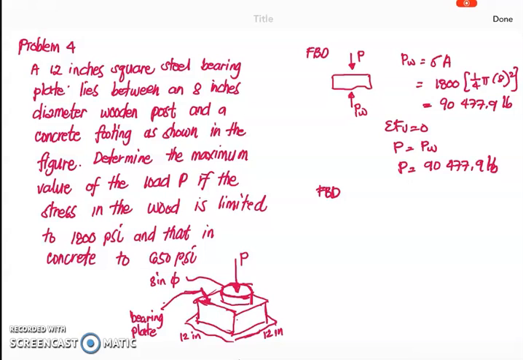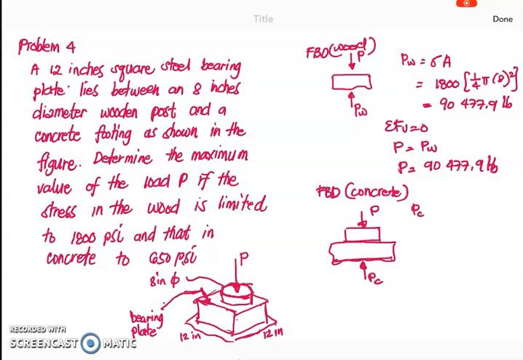Now let's have the free body diagram for the concrete. This is of course for the wood, and for the concrete, we'll have here our wood on top where the applied force is acting, and on the second layer we have our concrete, and of course you have the force exerted by the concrete denoted by P sub C.